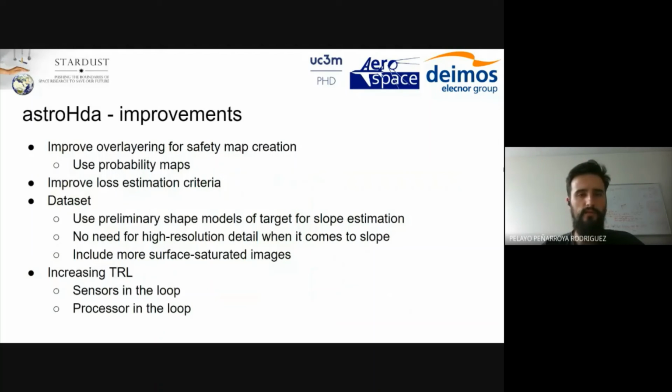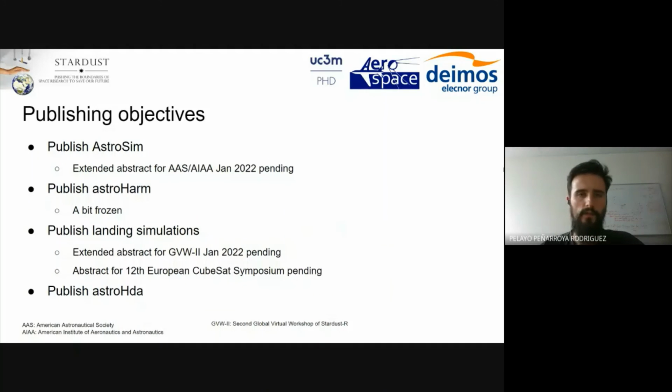We want to improve the overlaying for safety map creation using these probability maps. We want to improve the loss estimation criteria to make it more sensible. And then the dataset, we want to use preliminary shape models of the target for slope estimation, which was the part that was failing in testing, and include more surface saturated images. And then now we're working on increasing the TRL of the already obtained algorithms, including sensors and processors in the loop.